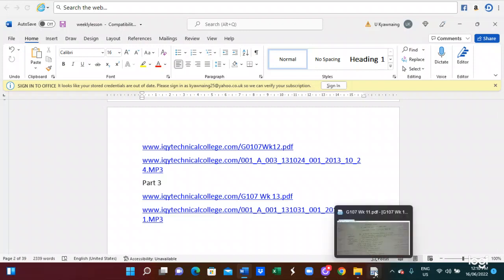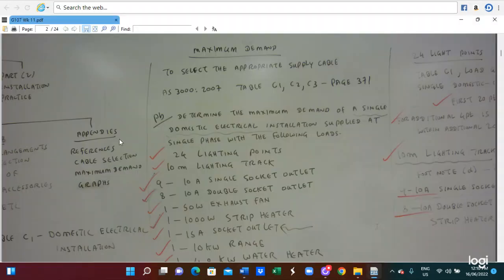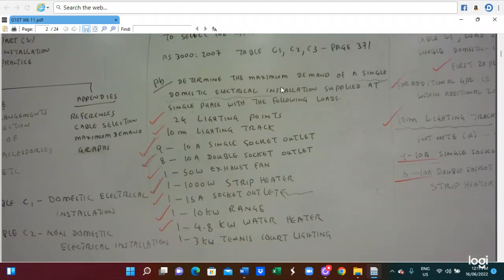So in this lesson, we talk about the maximum demand. We have to select the appropriate supply cable. In this case, we have to utilize the AS3000 2007 Tables C1, C2, C3. Now for 2018, Tables C1, C2, C3 have to be utilized. So they have to calculate this problem.